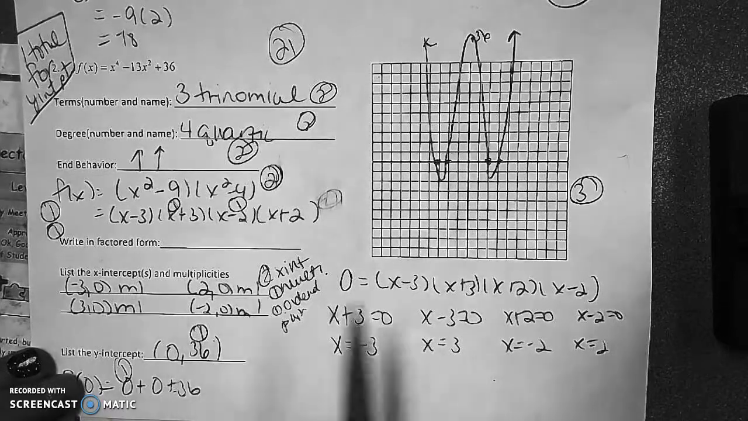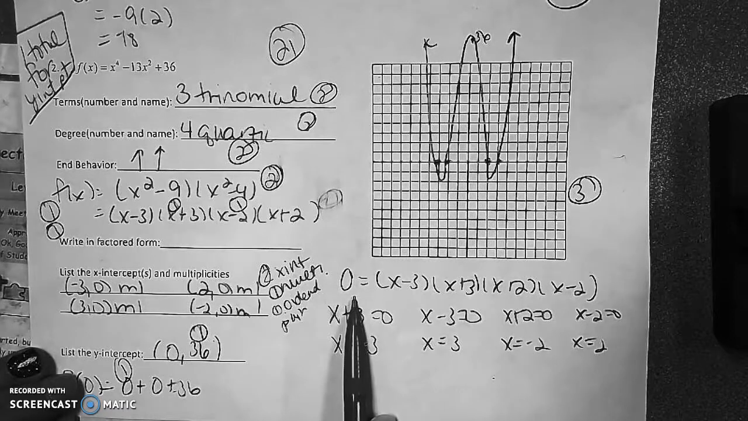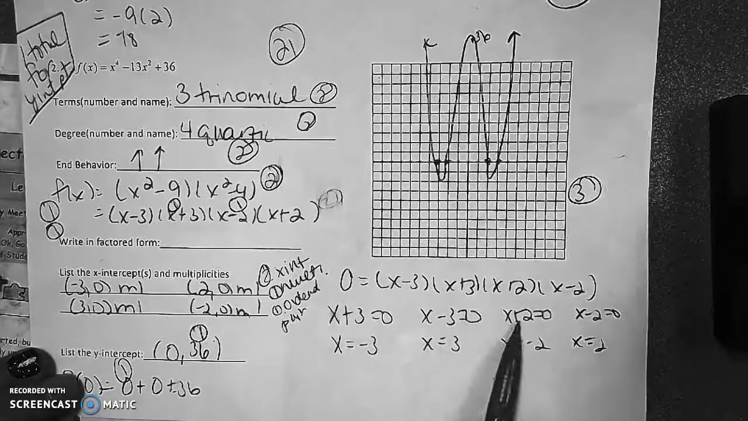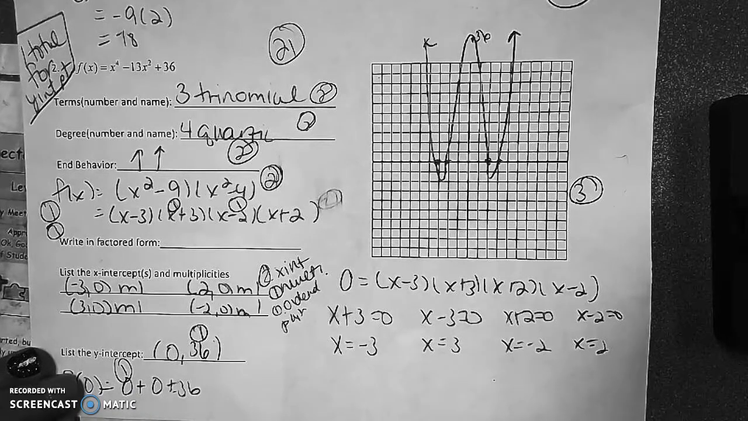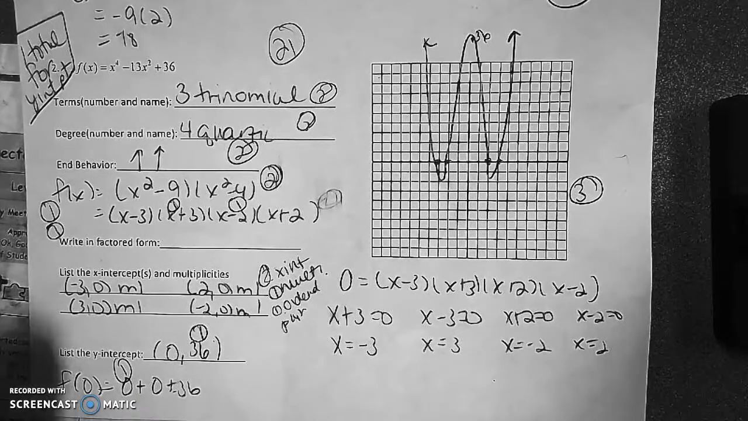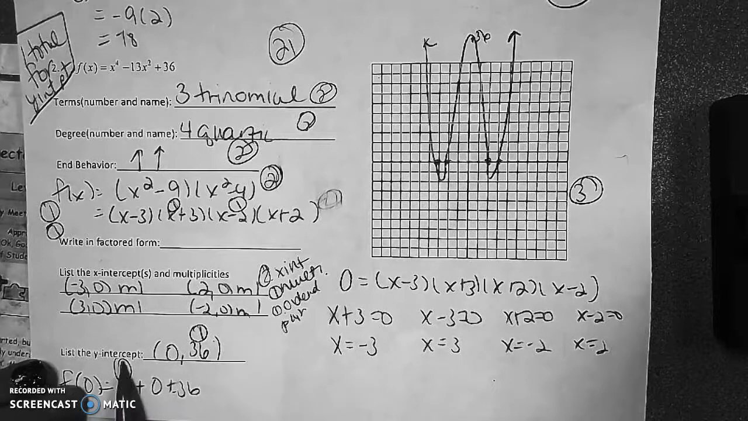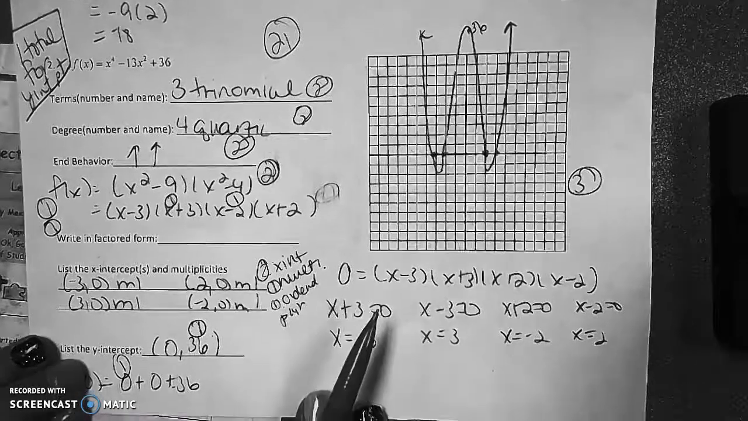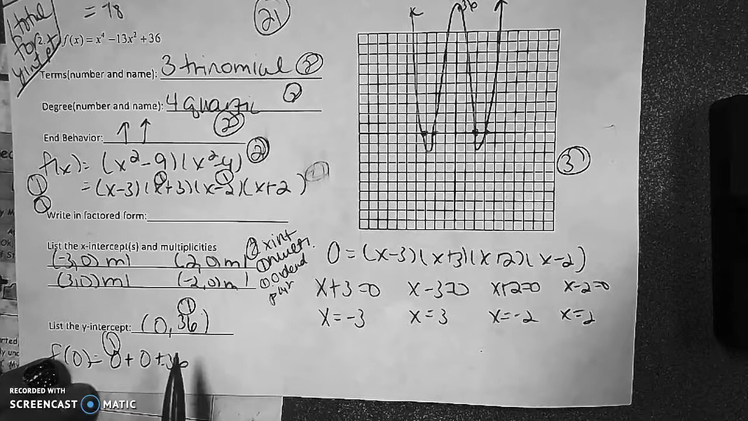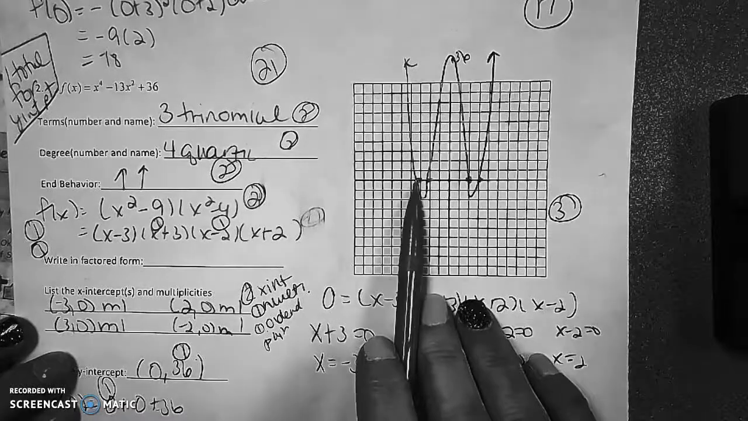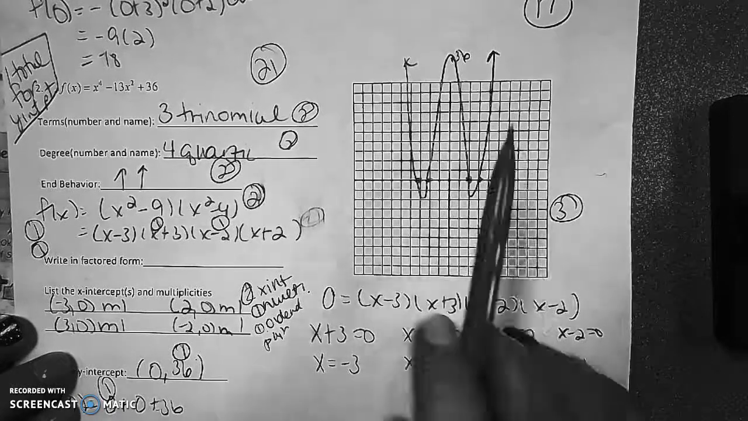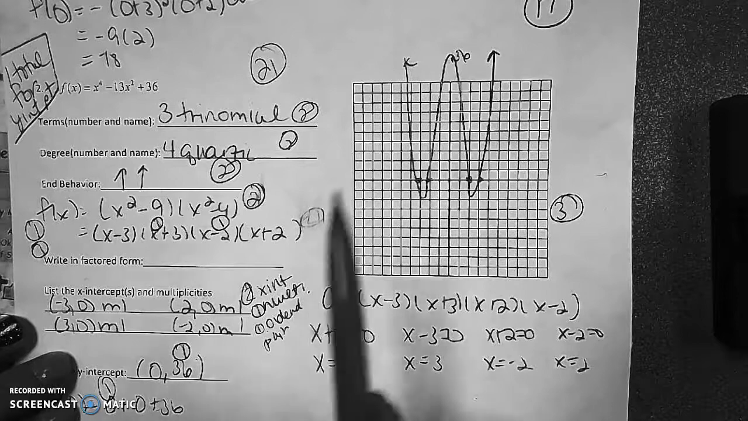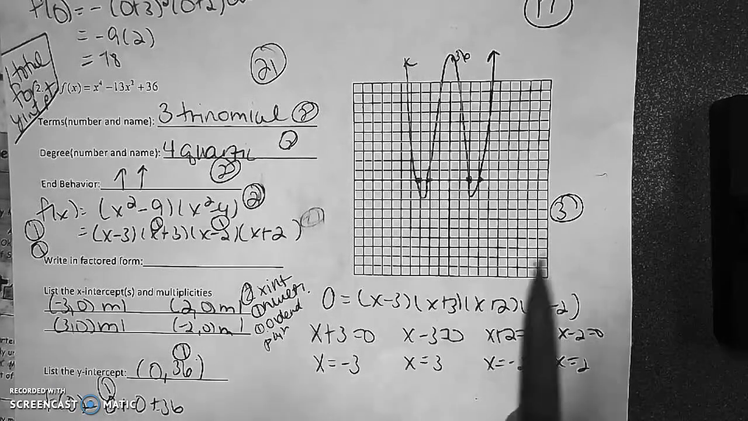To find the x-intercepts, notice I set my equation equal to 0. I set each factor equal to 0. I wrote my answers as ordered pairs, and each one had a multiplicity of 1, which means they will all cross. My y-intercept, notice I showed my work. I plugged 0 in for x, so I get 0, 36. So then I graph what I have. X-intercepts of -3, -2, +2, +3. Y-intercept of 36. Everything crosses, and the end behavior is up and up.